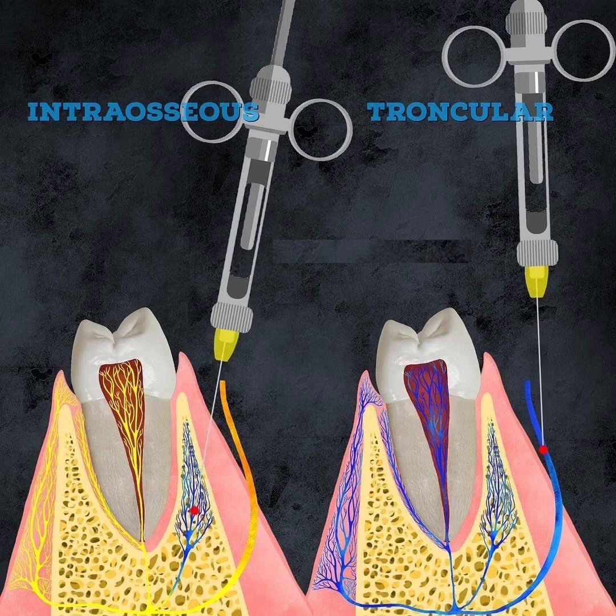While the truncular or truncal technique involves blocking larger nerve bundles that supply sensation to a specific region of the mouth, such as the maxilla or mandible. By targeting these nerve bundles, dentists can achieve comprehensive anesthesia for larger areas, making it suitable for procedures like multiple extractions or extensive restorative work. Both techniques have their indications and advantages depending on the nature of the dental procedure and the patient's needs.